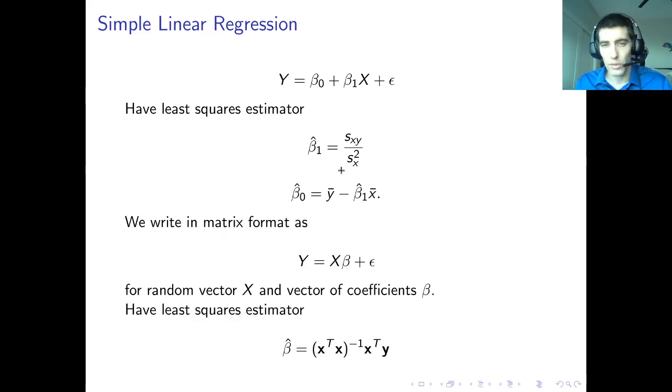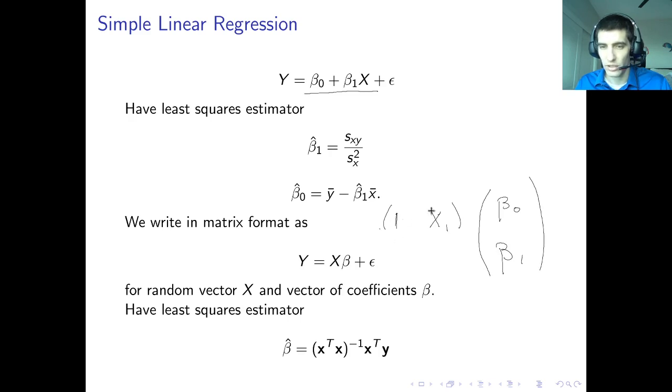All right. And so when we wrote that in matrix format in the last lecture, we wrote y is x beta plus epsilon, where we have a random vector x and a vector of coefficients beta. And the idea is that x is a random vector, here a row vector as it's listed, where we have a 1 in one of the columns, and the x1, for example, in the other. And so the idea is that we can write this expression like this in terms of matrix multiplication, right?